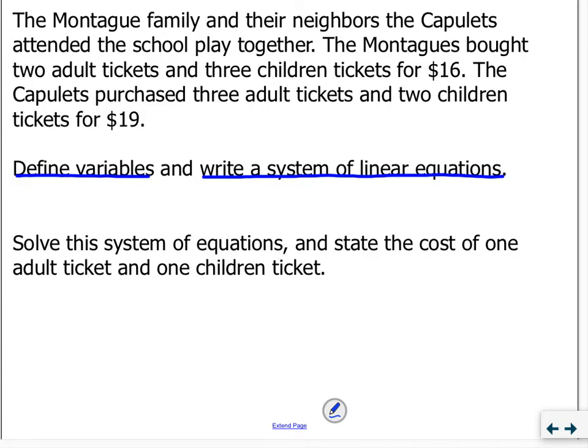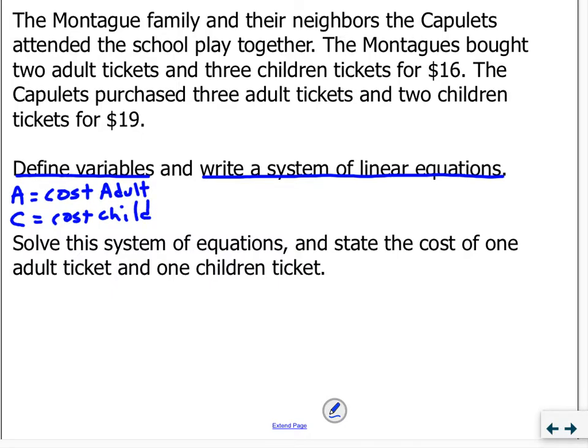Alrighty, so as I read through this, the Montagues and the Capulets go to play together. Montagues buy 2 adult tickets. So I'm looking for prices of adult tickets and things like that. So what if I say that variable A is the cost of an adult ticket, and we'll let C represent the cost of a child ticket.